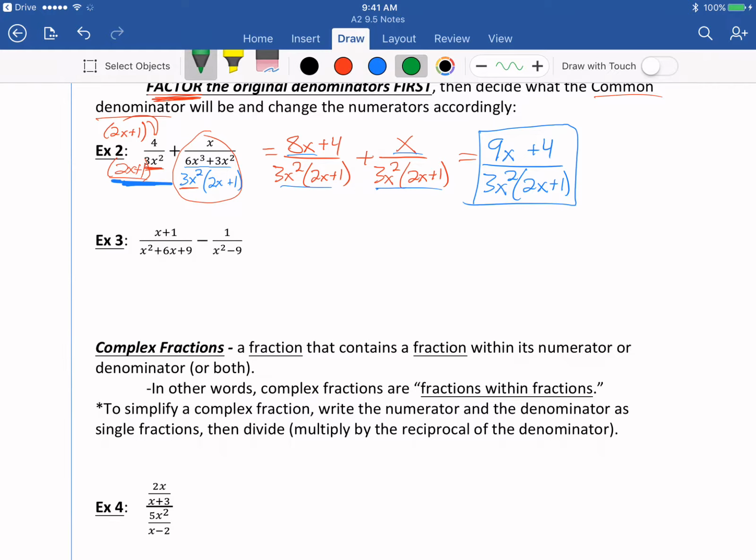If I look at those denominators, I can factor that one. I can factor the one on the bottom: that 9 goes on the top, that 6 goes on the bottom. So if I look here, 3 and 3 multiply to make 9 and add to 6.